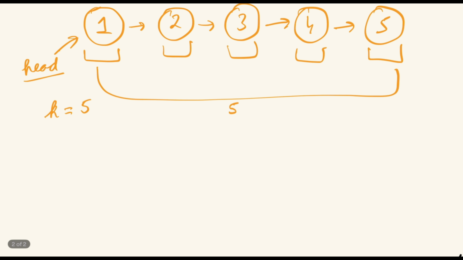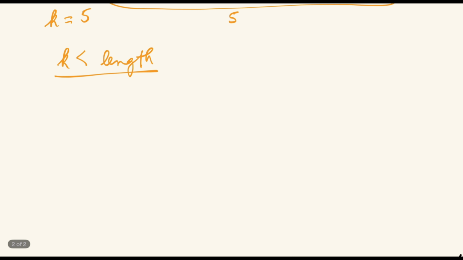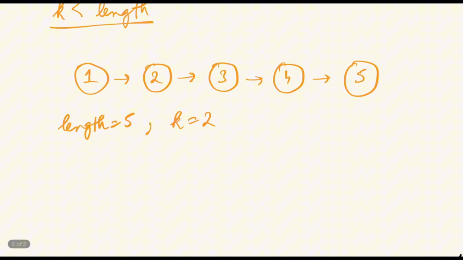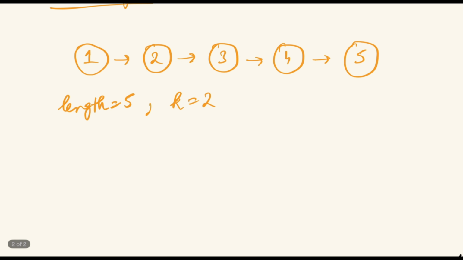And what if k is less than the length of the linked list? So in that case, what we have to do is figure out how many groups there will be. So here in this case, the length of the linked list is 5, and let's say k, which is less than the length, is equal to 2. So how do we find the number of groups that will be formed? The number of groups would be simply length divided by k, which will give me 2.